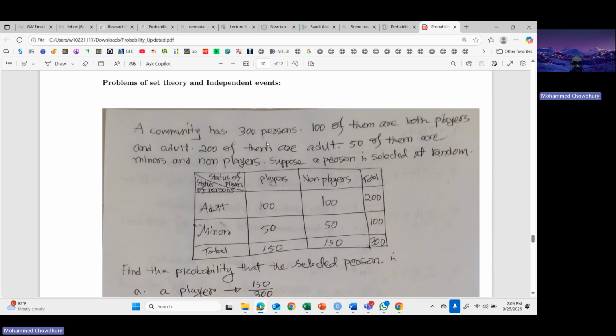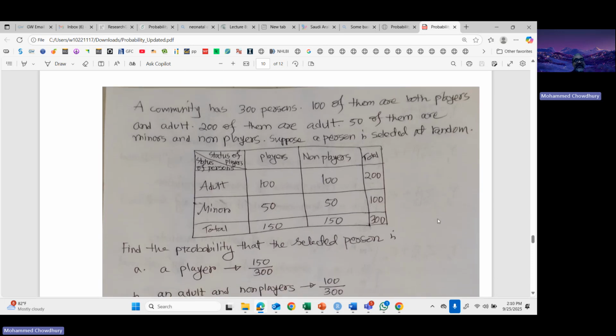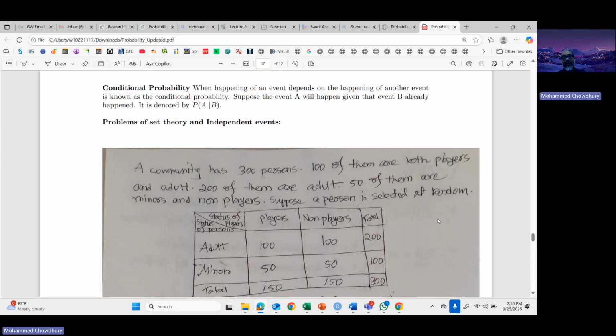In a community, there are 300 persons. These 300 are given. 100 of them are both players and adults, which is this. 200 of them are adults, which is this. So these things are given. And now 50 of them are minors and non-players. Suppose a person is selected at random, find the probability that the selected person is a player. Okay, so let me do these things.